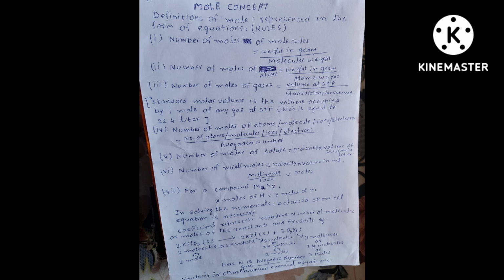Like that way, the product side is also the same. 2KCl means 2 molecules of KCl, or 2N molecules of KCl, or 2 moles of KCl. Like that way, 3O2 means 3 molecules of oxygen, or 3N molecules of oxygen, or 3 moles. It is telling 3 things. Correct? This is a very, very important concept I have told you.